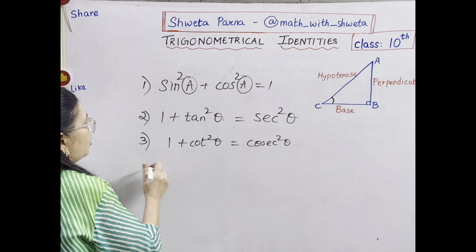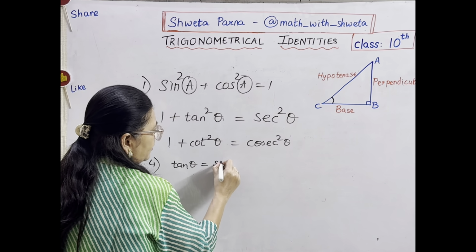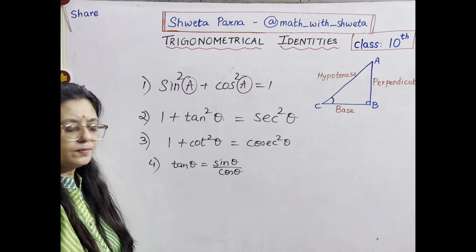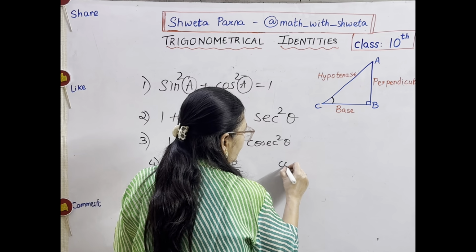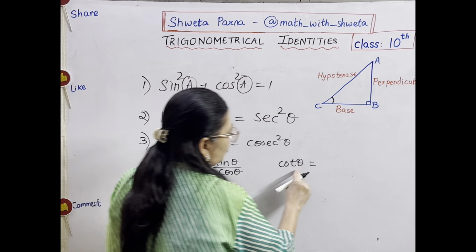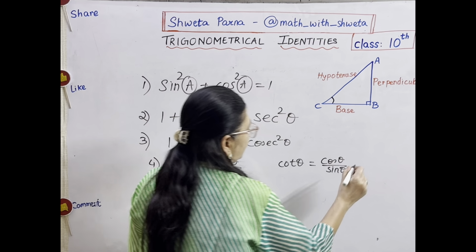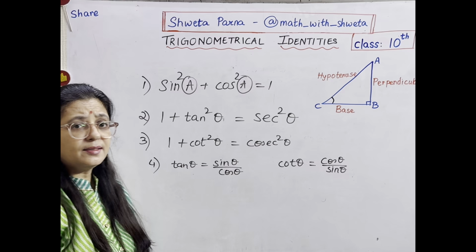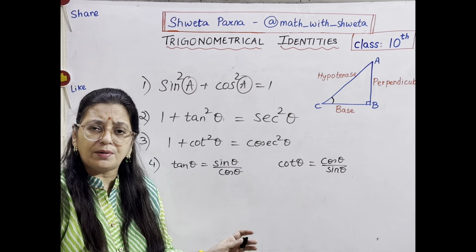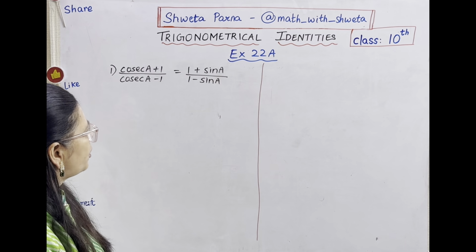Then one more. What is tan theta? Tan theta is sin theta upon cos theta. In the same way, if I want to find cot theta, it is the reciprocal of this. So cot theta would be cos theta upon sin theta. Is this main relationship between trigonometry ratios clear? Come on, let's start with the exercise. Let's go to the first question.